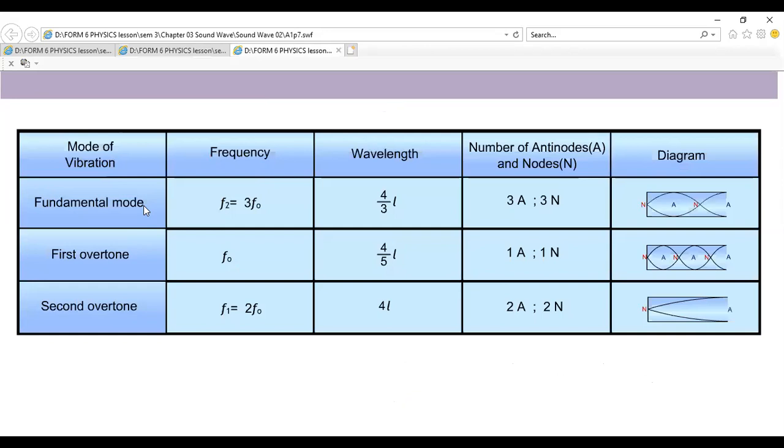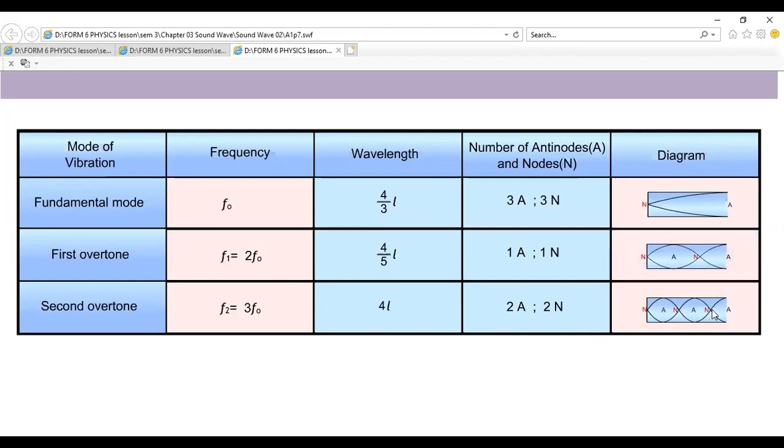Ladies and gentlemen, we need to rearrange the information given, where the information here is mixed. So the fundamental mode should have the fundamental frequency F0, where the first overtone F1 is equal to 2F and then 3F. So from here, we notice the wavelength for the fundamental mode. This is the fundamental mode, first overtone and second overtone.